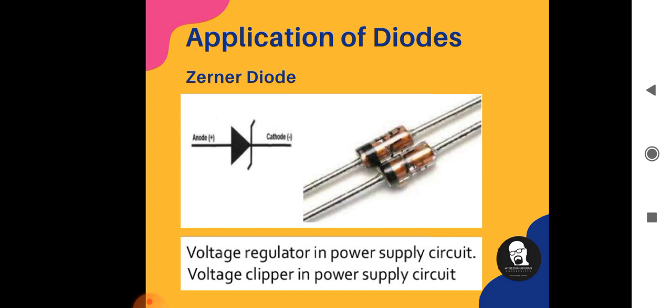So a Zener diode is used as a voltage regulator. So in spite of having high voltage fluctuations at the input side, it will provide a stable output voltage at the output side, which is nothing but regulation, and that voltage regulation is done by the Zener diode. So it is used as a voltage regulator in power supply circuits.